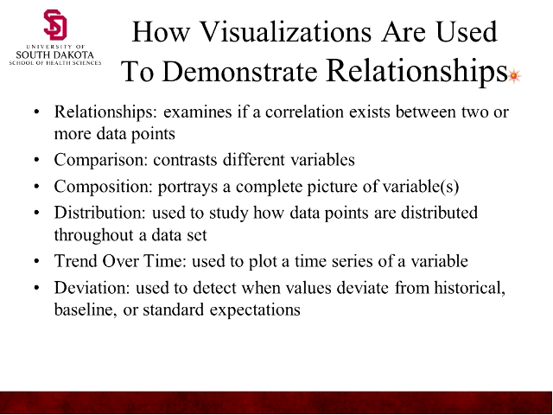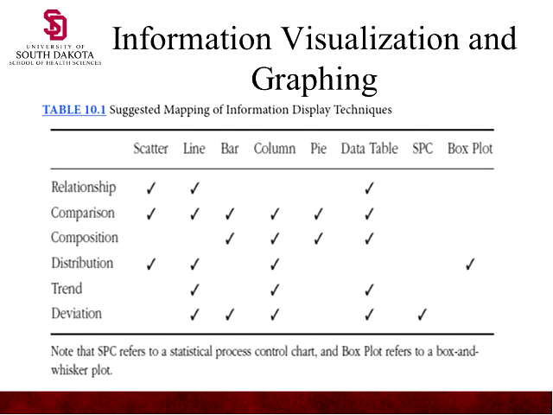Now, how visualizations are used to demonstrate relationships. Relationships examine if a correlation exists between two or more data points. That's what they do. A comparison is a contrast between different variables. Composition portrays a complete picture of variables, so it looks at all those different variables together. Distribution is used to study how data points are distributed through the data set. A trend over time is used to plot a time series of variables, and deviation is used to detect when values deviate from a historical baseline, or what our upper control or lower control should be, our standard expectations. So these are ways that we can demonstrate those relationships through this process.